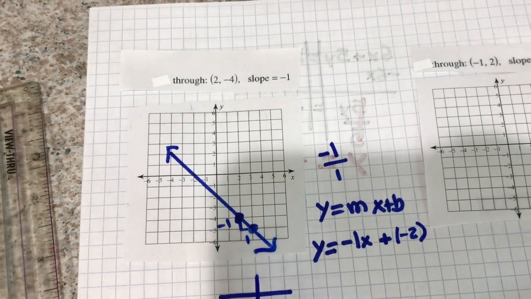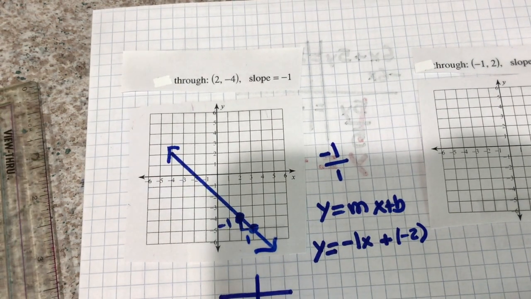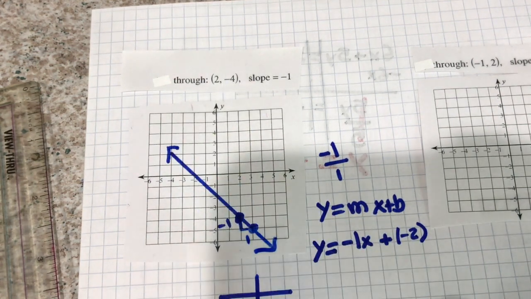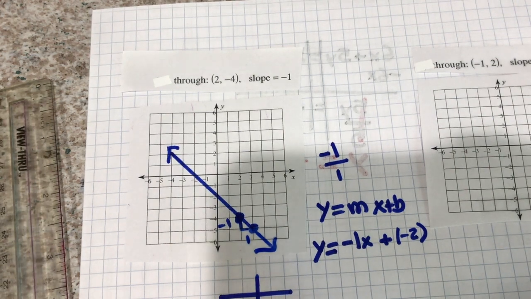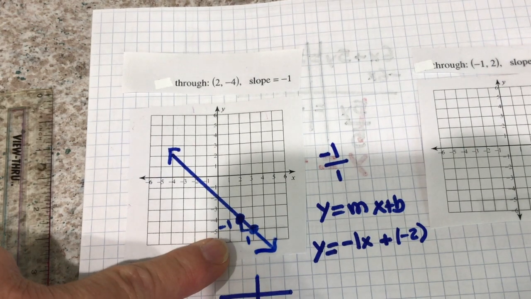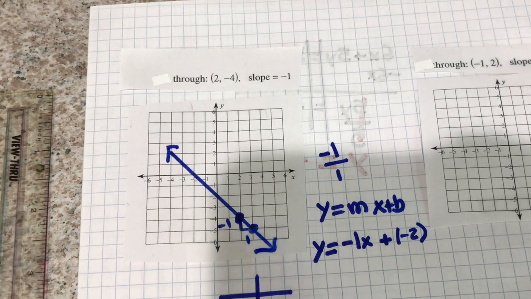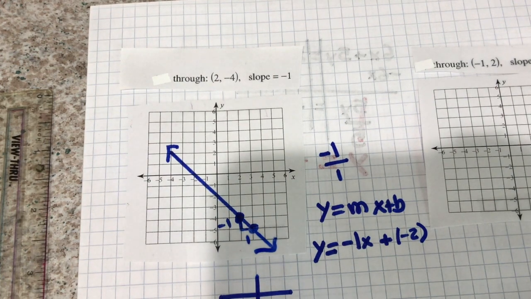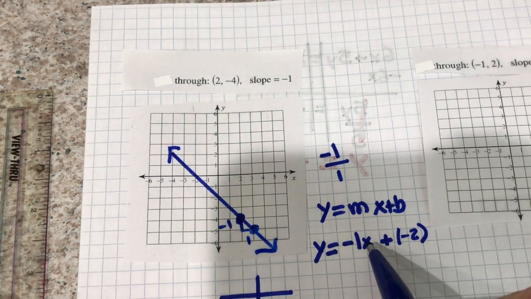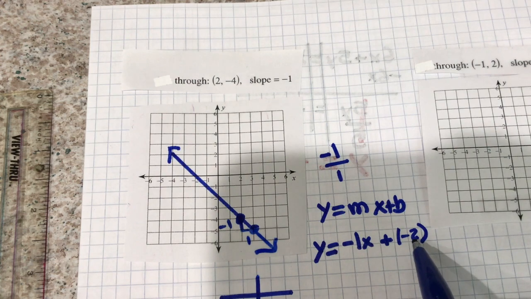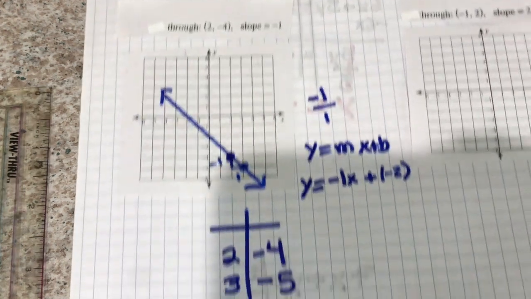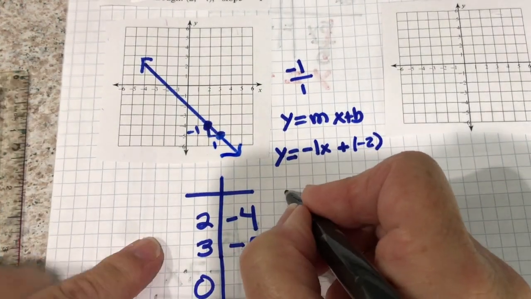So I can start with a t-chart and I can substitute in. If I knew the first point was 2, negative 4, the next point was 3, negative 5. So what is 0 going to be? Well, let's see. 2 times negative 1 is negative 2. Let's go ahead and substitute in. Let me do this a little better. Okay. So let's substitute in and see.